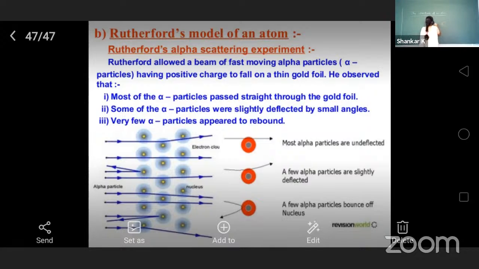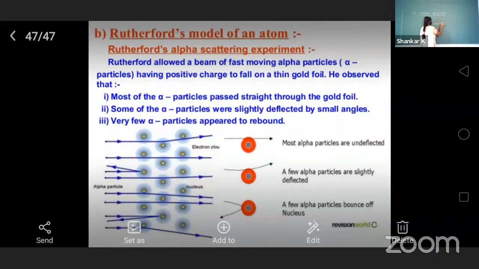Which he passed on the thin gold foil. We observed that most of the alpha particles passed straight through the gold foil. Passed straight means what is that? These are the straight lines. Passed straight through the gold foil. And some of the alpha particles deflected slightly, which means they crossed the line slightly.